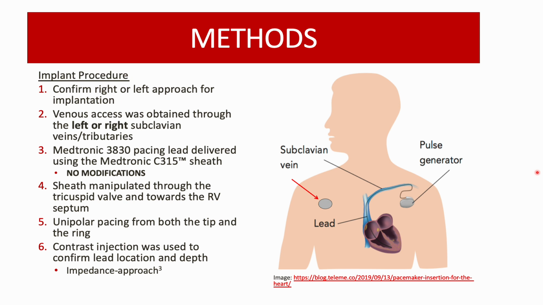And while the operator is doing this, they are looking for the best spot to place the lead in the septum. There's pacing from the tip and from the ring, which helps the operator monitor the lead progression and the depth within the septum. Finally, before closing the patient, contrast is injected to confirm the location and depth of the lead. This was done for most cases in the beginning. However, later when operators became more familiar with this procedure, they monitored the impedance to check the depth of the lead instead of using contrast.